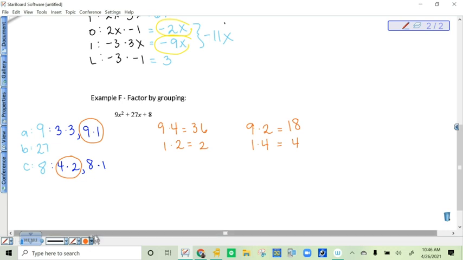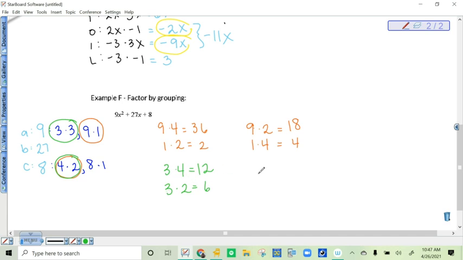Now let's try 3 and 3 and 4 and 2. So I'm going to take 3 and multiply it by 4. What's 3 times 4? 12. And what's 3 times 2? 6. Can I combine 12 and 6 together to get to 27? No.